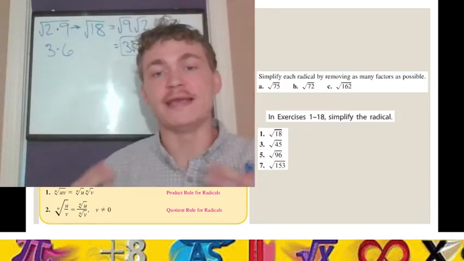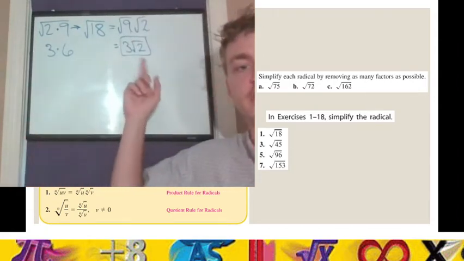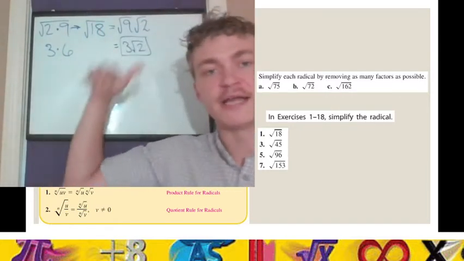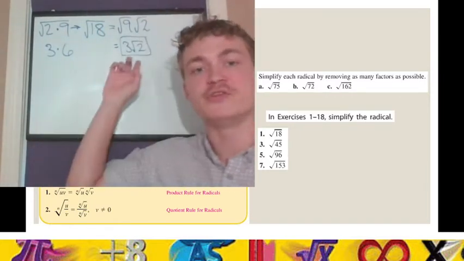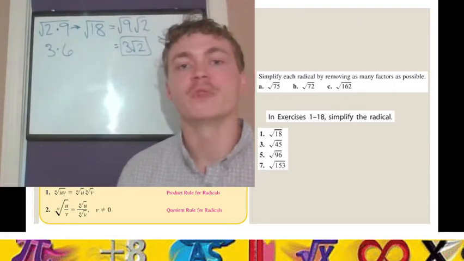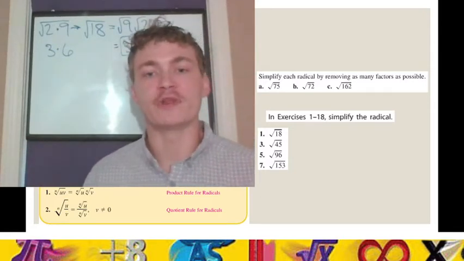If you're working with any nth root, does it contain a factor to the power of n? In other words, here to a power of 2. 9 is 3 to the power of 2. That's why we extracted it. We factored it out. However, 2 is prime. It contains no perfect square factor. So we're done.